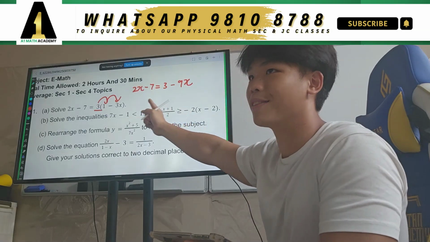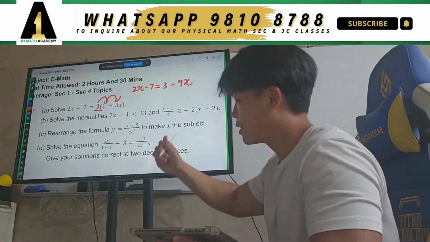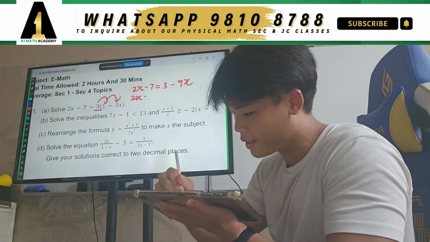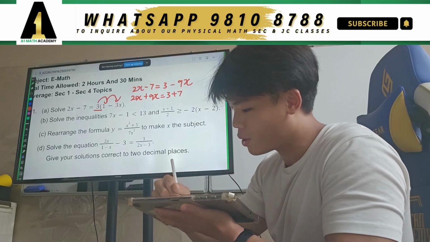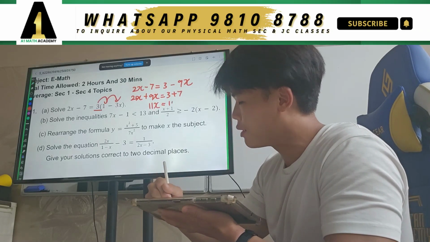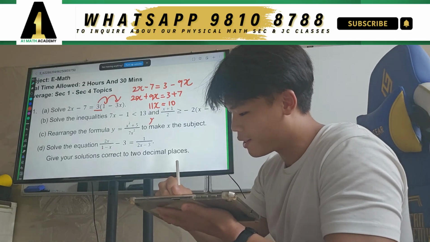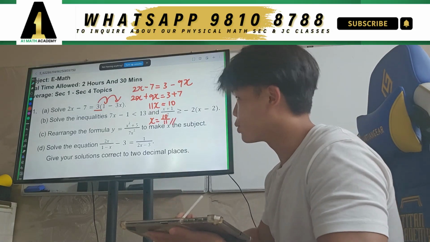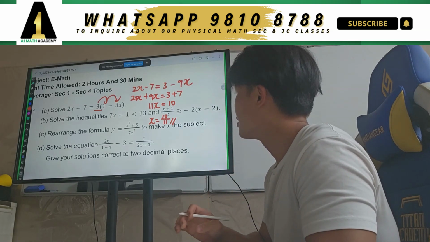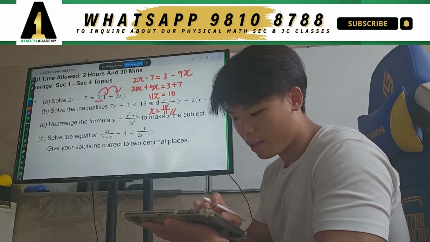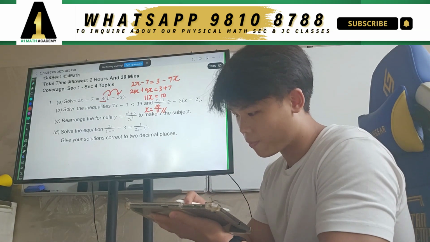You bring all the x to the left side. You bring all the numbers to the right, right? So you end up with 2x minus 9x, plus 9x is 3 plus 7. So 11x is 10. Therefore, x is 10 over 11. Right, so that's the answer. That's for 1a. Okay, 1a was still okay.